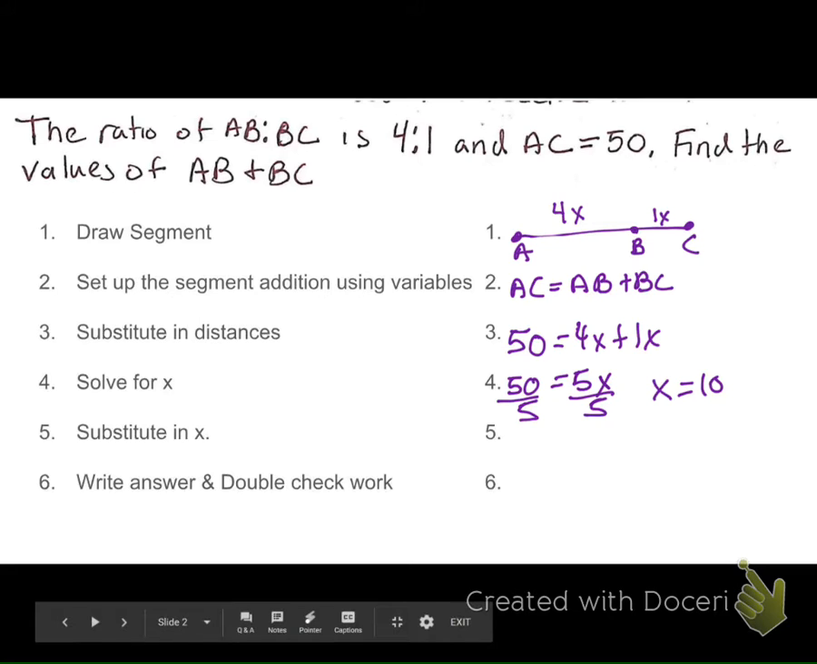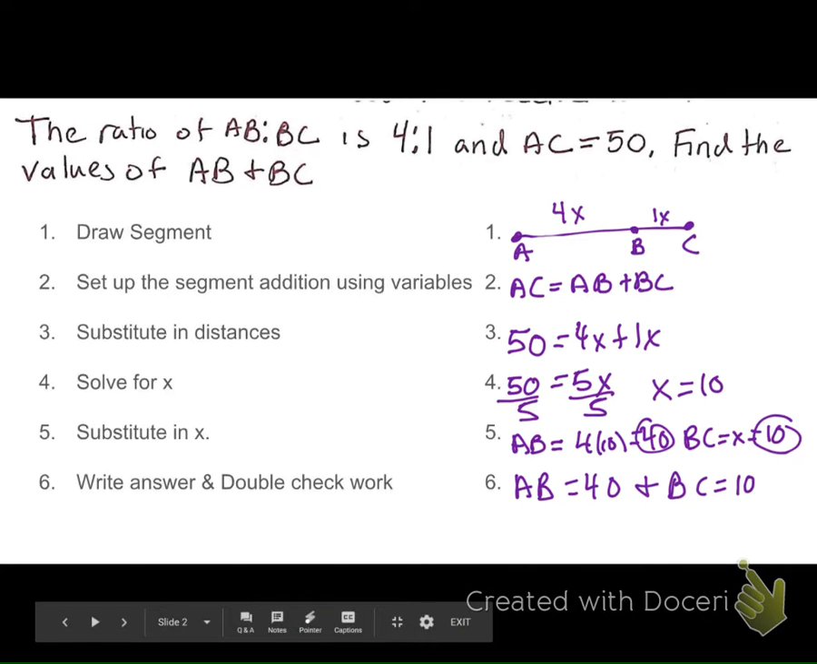So we know that AB equals 4 times 10, which is going to be 40. And we know that BC is just going to be x, which is just 10. So I'd recap by writing my answer as AB equals 40 and BC equals 10. I put that back together. You see 40 plus 10 equals 50. I know I did it right.